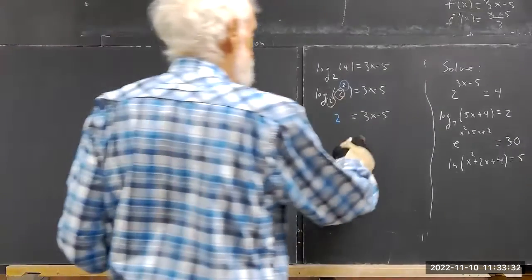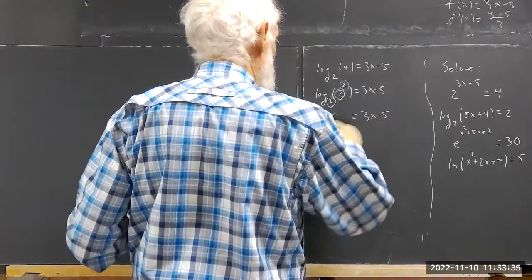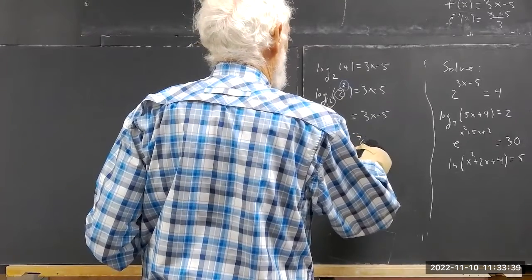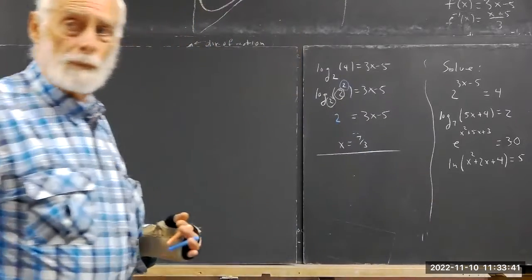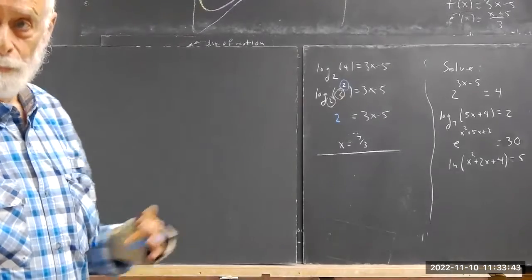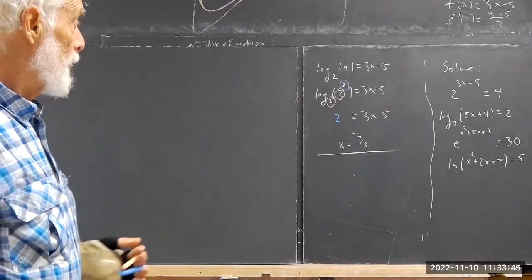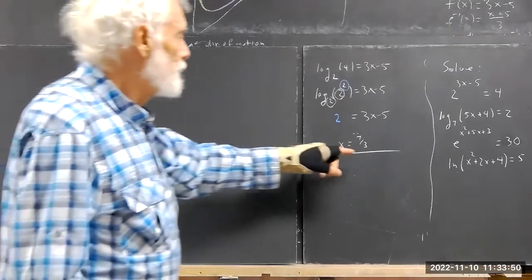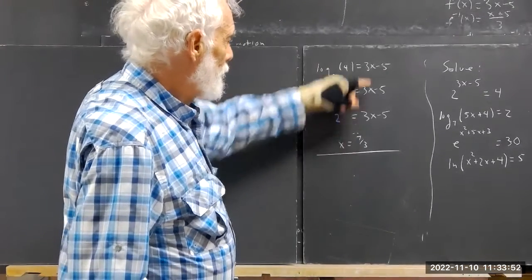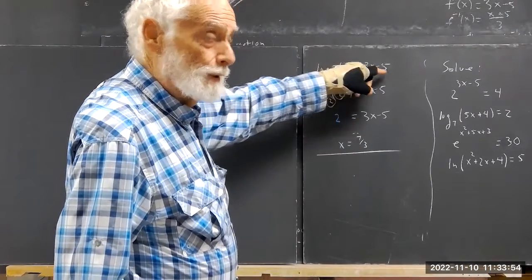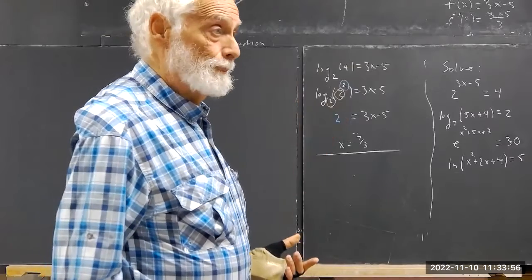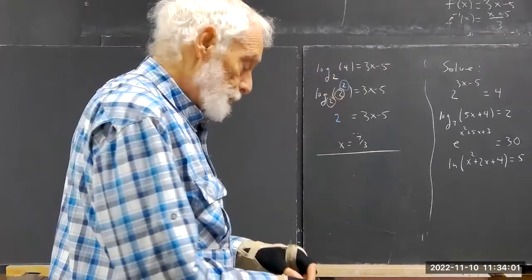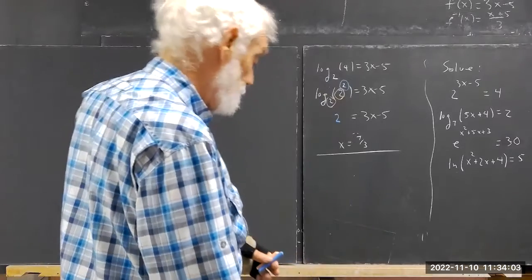And then everybody knows how to solve the equation. We have 5 on both sides. We get x equals 7/3. Makes sense? And then, of course, we could check it. If x equals 7/3, then 3x equals 7. 7 minus 5 is 2. And the base 2 log of 4 is 2. That's 4.